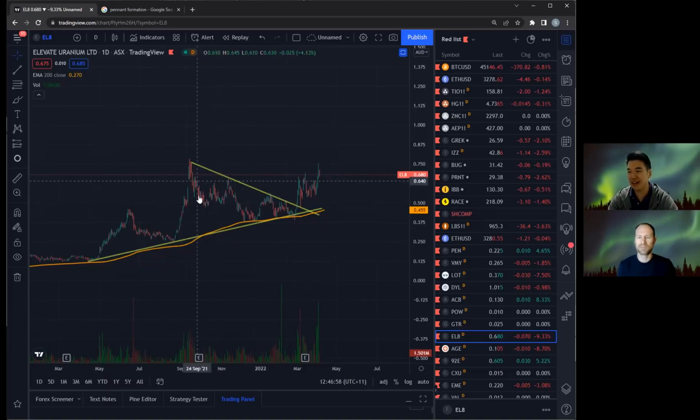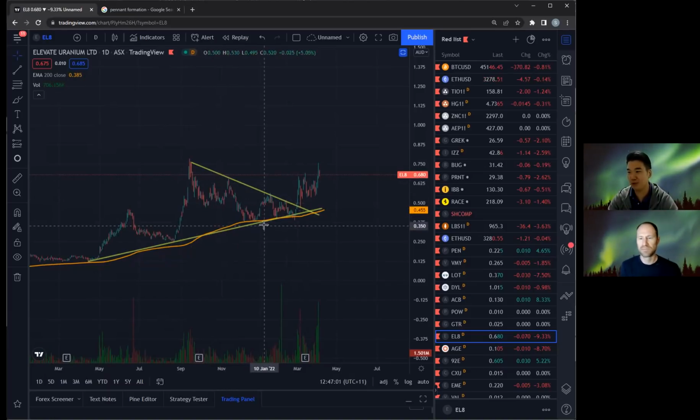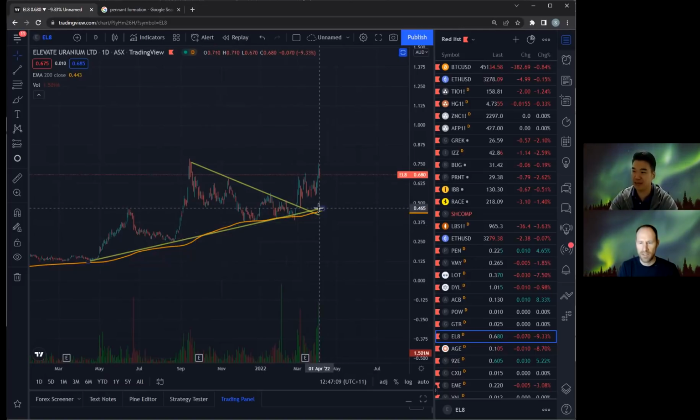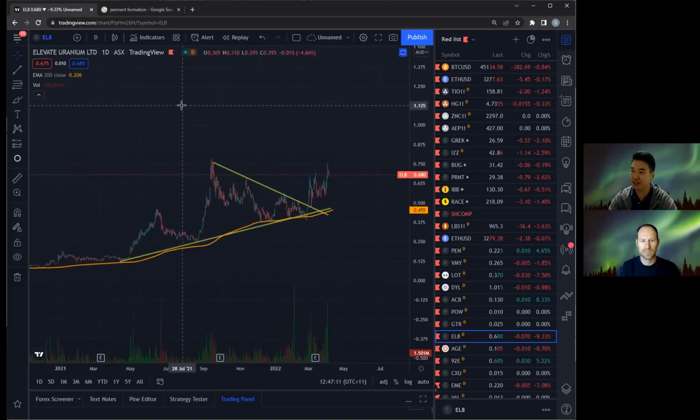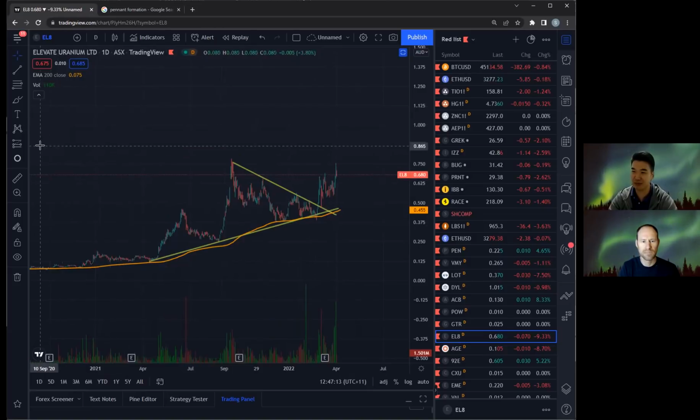And when you're squeezing up, the bigger the squeeze, the bigger the move normally, because it's like a spring. You're compressing a spring, and when it's squeezing so hard, it pops hard, which is what we've seen recently with Elevate. And this chart is just so beautiful.